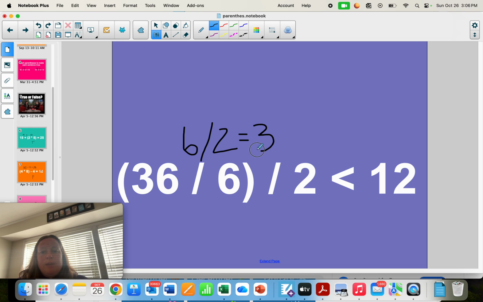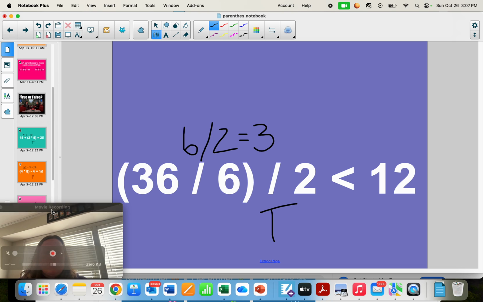Okay, so 3. So we've got the answer, but really we don't have the answer yet because we have to say, is this true or is this false? Well, this says 3 is less than 12. Okay, well, that's true because 12 is bigger. We got true for that one. Don't let all those different signs fool you. You know what all those symbols mean.